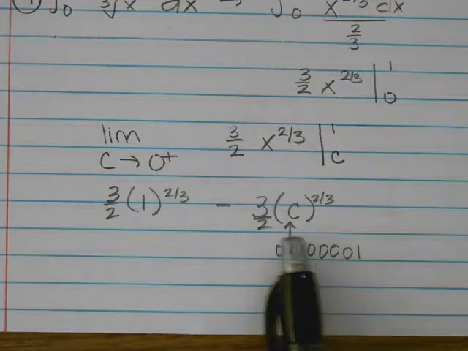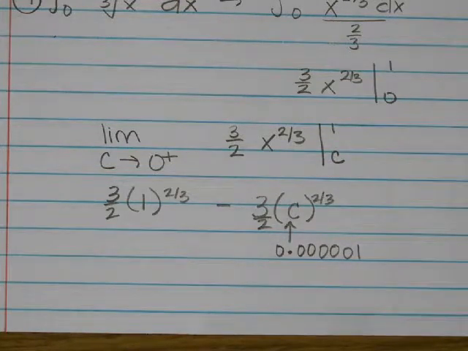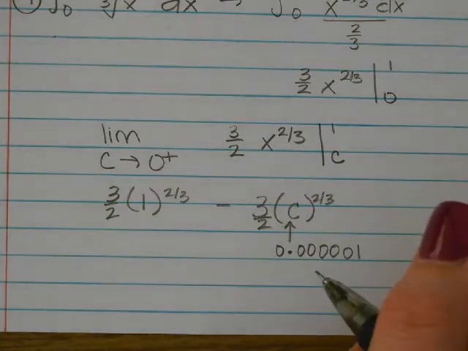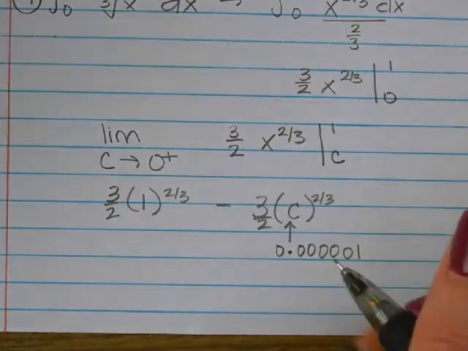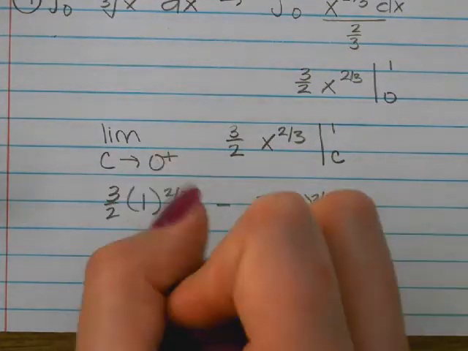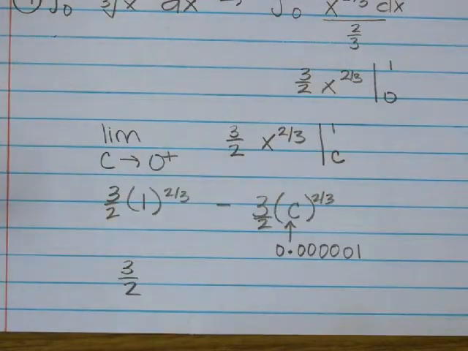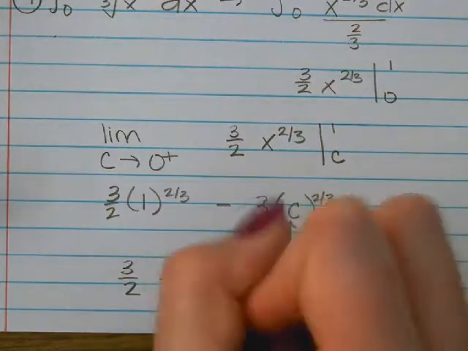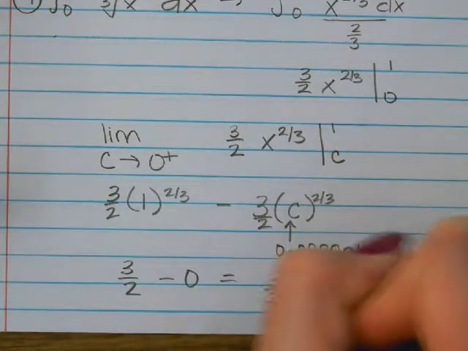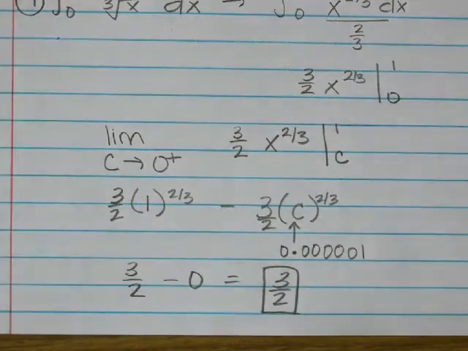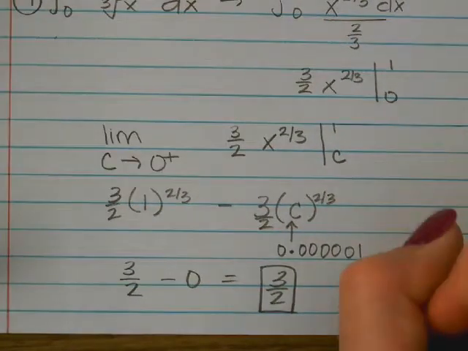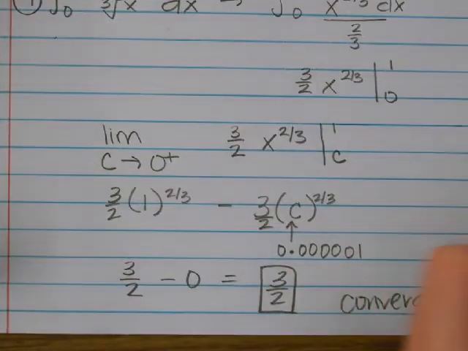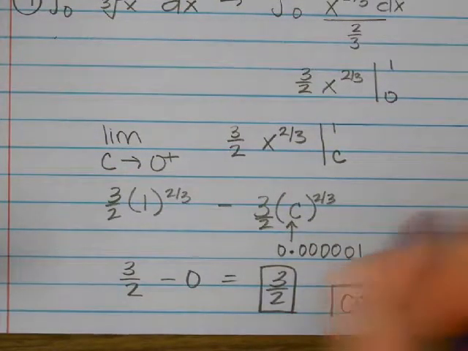So what do you guys think we're going to get if we plug in 0.00001? Yeah, it's basically going to be 0, not quite, but close to 0. So if I plug in 1, I get 3/2, minus 0 equals 3/2. So since those worked, what would our conclusion be? It converges. So the area underneath that curve converges to 3/2.